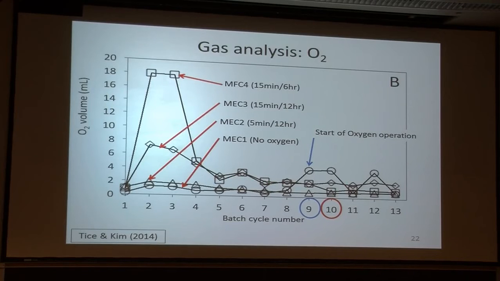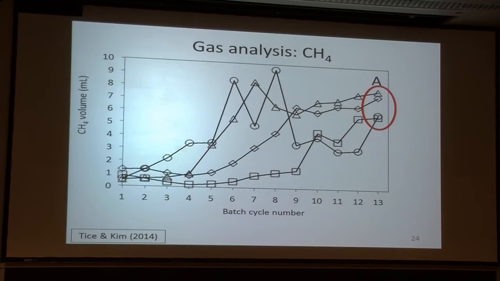And the same thing for MEC4: it is the highest, up to 80 milliliters of oxygen, but in the end it dropped. And you can see a little difference over here: when the reactor was dominated by methanogens, the oxygen concentration rate basically dropped from 2 to below 1. Anyway, in the end, after 1.5 months of operation, all the MECs were dominated by methanogens, which is not good.